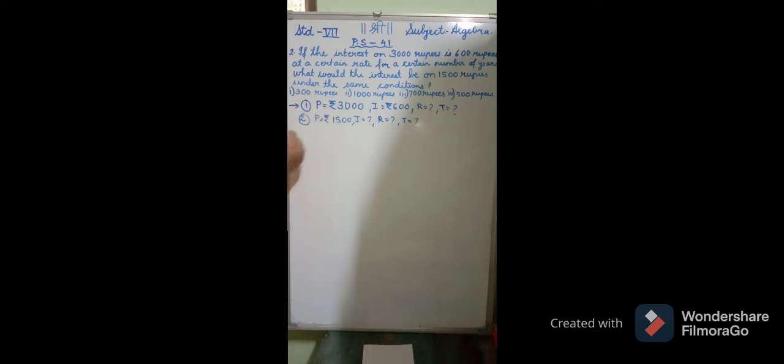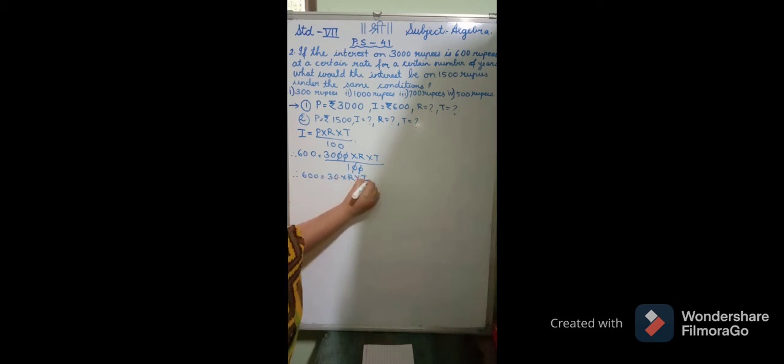So we will use our simple interest formula. I is equal to P into R into T upon 100. Now we'll substitute the values from the first condition. I is equal to 600. P is equal to 3000. R we don't know and T also we don't know. So we'll write as it is upon 100. 2 zeros will go with these 2 zeros. So what is remaining? Therefore 600 is equal to 30 into R into T.